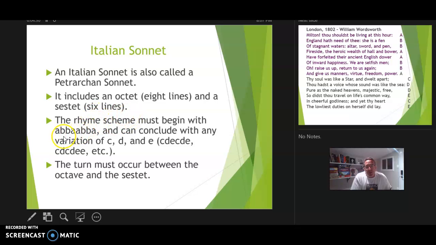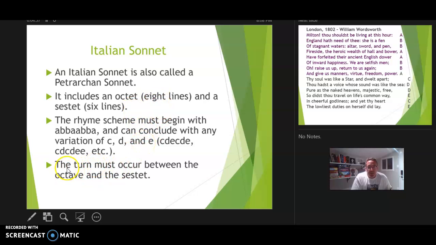And the rhyme structure begins with A, B, A, B, or A, B, B, A, A, B, B, A, this very tight rhyme structure that sets up the problem, but then can conclude in a variation of C, D, E, right? So it could be C, D, E, C, D, E, C, D, C, D, E, E, like a rhyming couplet at the end. There are different forms the sestet can take, but the octet, the first 8 lines, have to be written in this specific way.